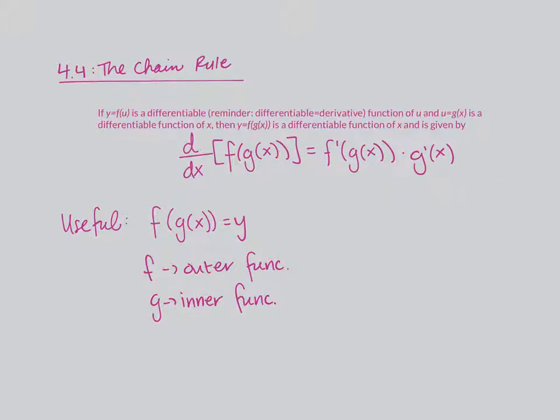So essentially it says if you have a function that's equal to the composition of two functions that are both differentiable, then the derivative is the derivative of the outside function, or f in this case, of your inside function times the derivative of your inside function. So a nice way to think of it is that f is the outer function, whatever that outer function is, and g is your inner function.